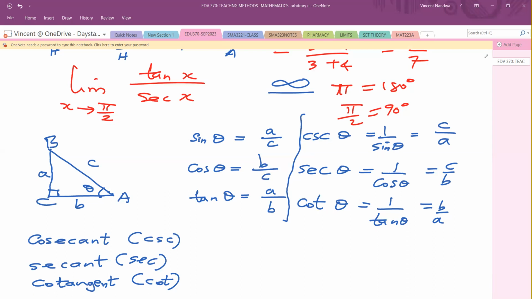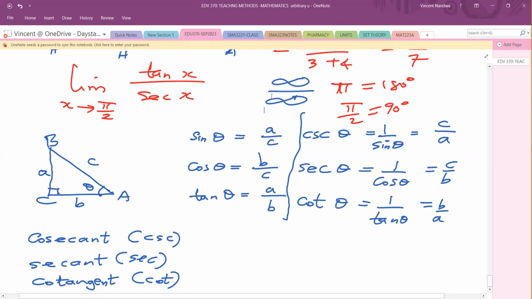Sec means 1 over cos. So unapata jibu gani? Math error, bado ni infinity, is not defined. So these are another poor case. Infinity over infinity. Sasa direct substitution cannot work, okay? Sasa what we do in this case now, you try to play with this tan and sec. You represent them in terms of cosine and sine. Uone kama kuna things which will cancel out, okay?